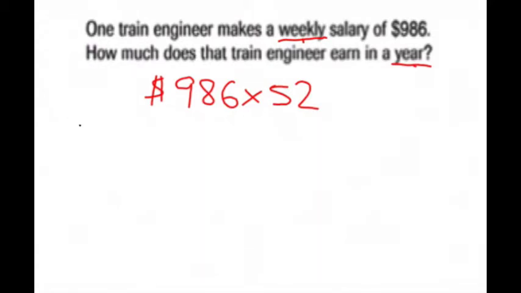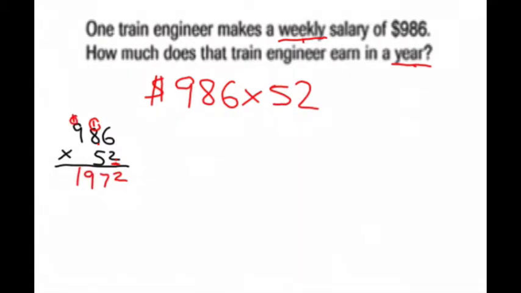The first way is called the traditional algorithm. This is how, when I was in 5th grade, I learned to multiply. I'm going to color code this to make it a little bit easier. I'm going to multiply the ones in red. The ones here in 52 are 2. So 2 times 6 is 12. Regroup the 1. 2 times 8 is 16 plus the 1 makes 17. Regroup the 1. 2 times 9 is 18 plus the 1, 19.